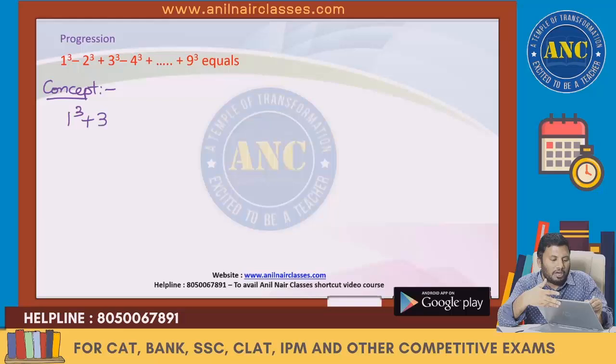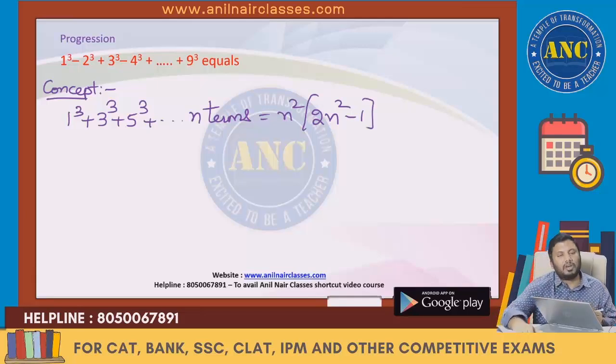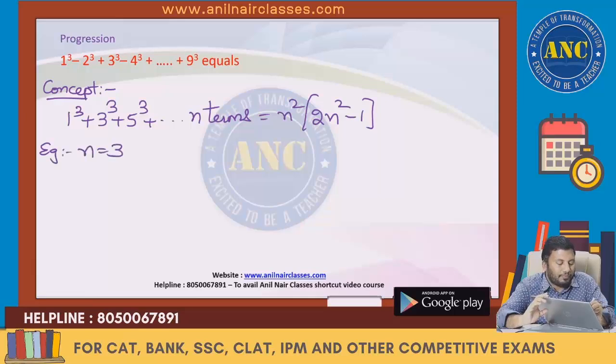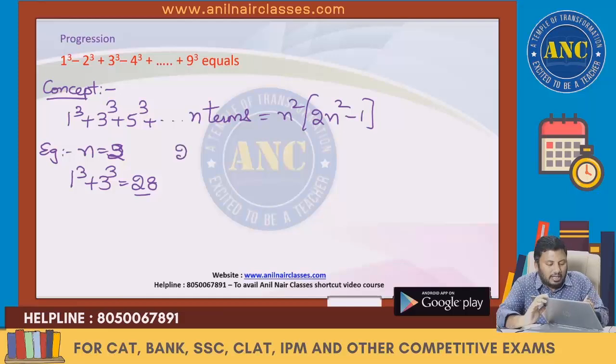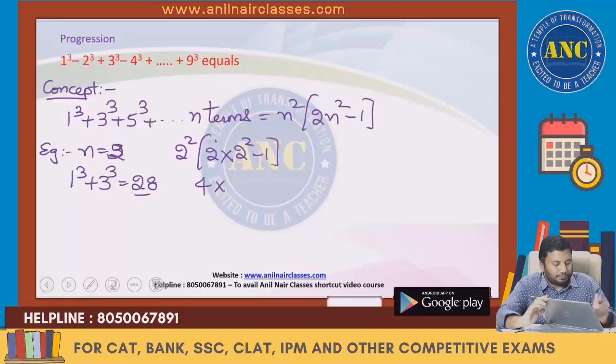First write down: 1³ + 3³ + 5³ and so on up to n terms is given by n²(2n² − 1). For example, n equals 2: 1³ + 3³ is nothing but 28. With n equal to 2, two terms, it is 2²(2·2² − 1), so it is 4 into (8 − 1), 7. 4 into 7 is 28.